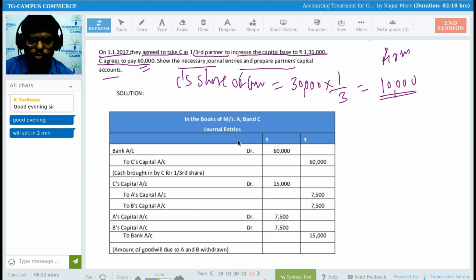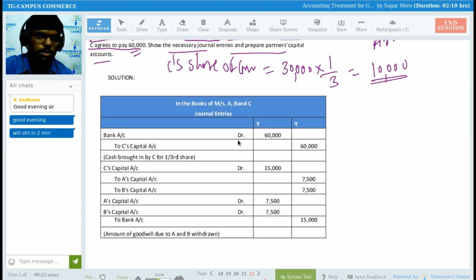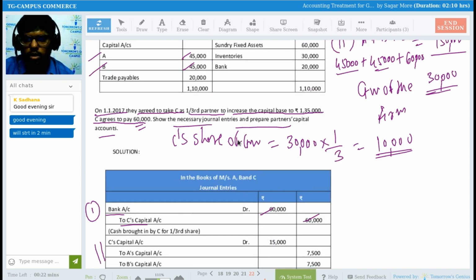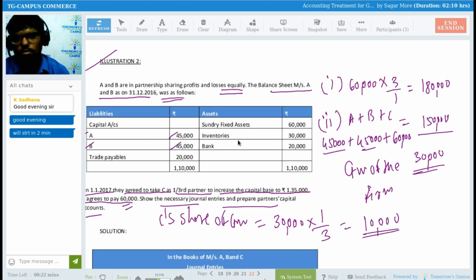15,000. Okay. See, so they have passed the entries here. It is necessary to pass them; they ask you to pass the necessary journal entries. So first, the entry they pass is for the capital brought in by the partner: bank account debit to his capital, 60/60, right? Now we have to do this entry for the raising of goodwill. So 15,000 or 30,000. Please check the goodwill answer once again.